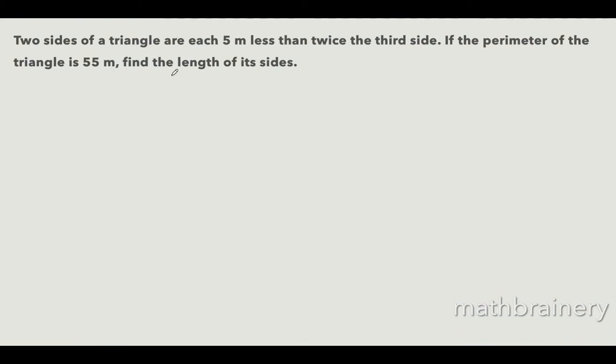Two sides of a triangle are each 5 meters less than twice the third side. If the perimeter of the triangle is 55 meters, find the length of its sides. So we have a triangle. Okay, what is given? That the two sides of a triangle, each of them are 5 meters less than twice the third side. Now if I assume the third side of the triangle as x meters, so let me assume this side is x meters.